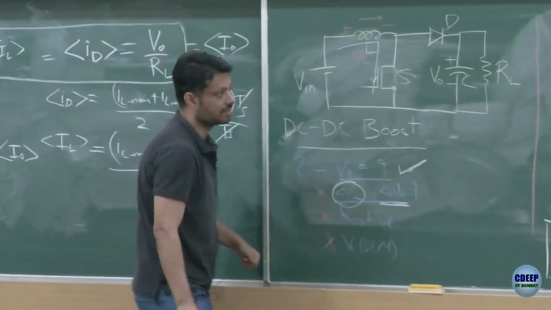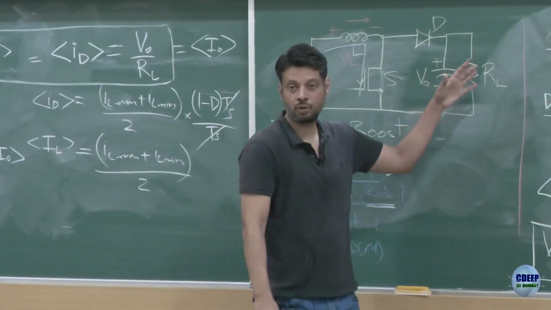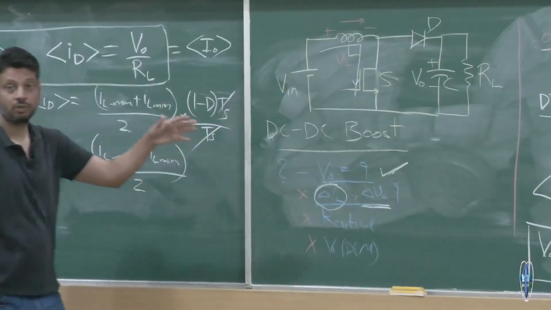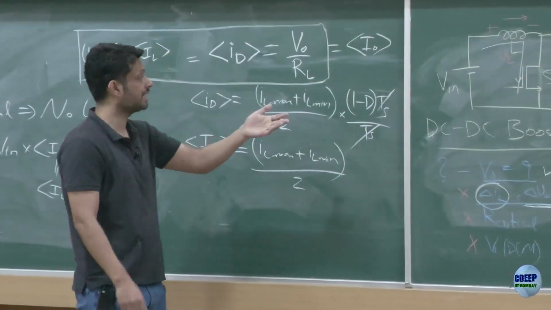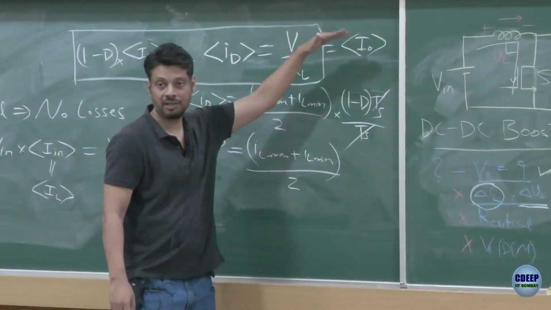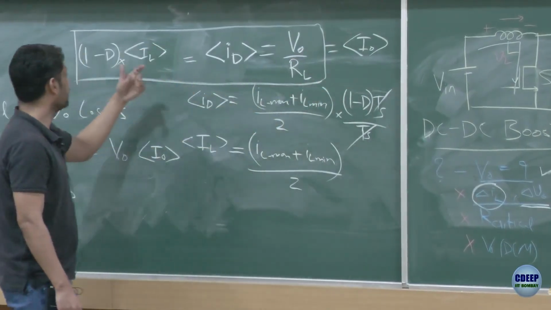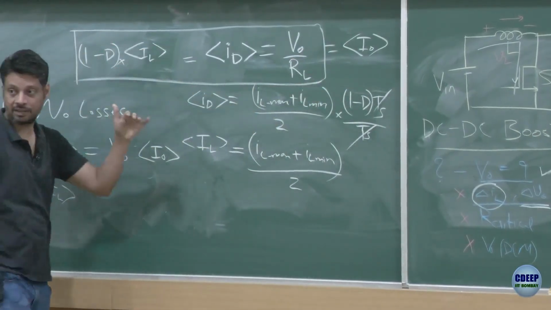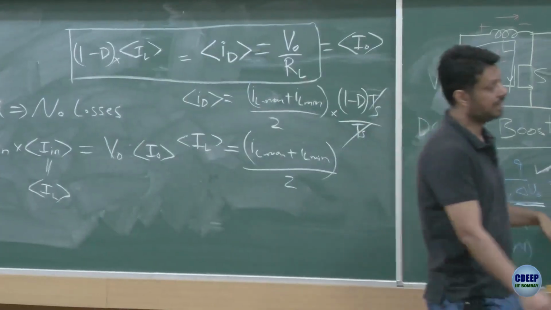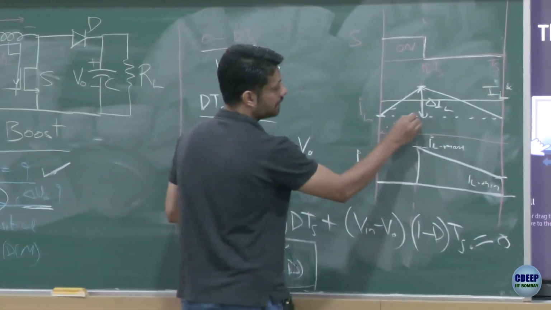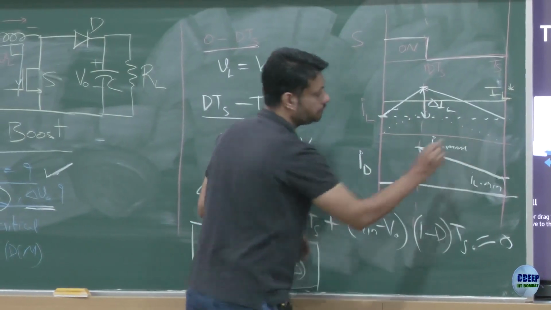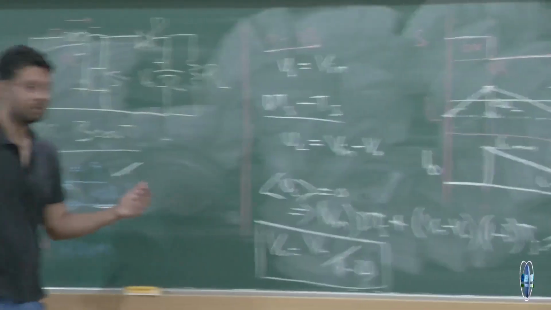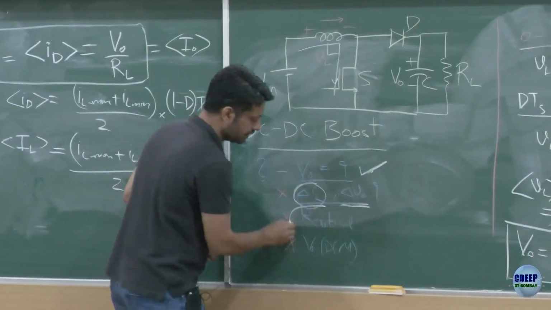Critical resistance, again: you keep increasing the load resistance, you keep reducing the load current, so your average output current will keep reducing, your average inductor current will also keep reducing, and there would be a point where the inductor current would be at the critical condition, and with that condition you can find the critical resistance.